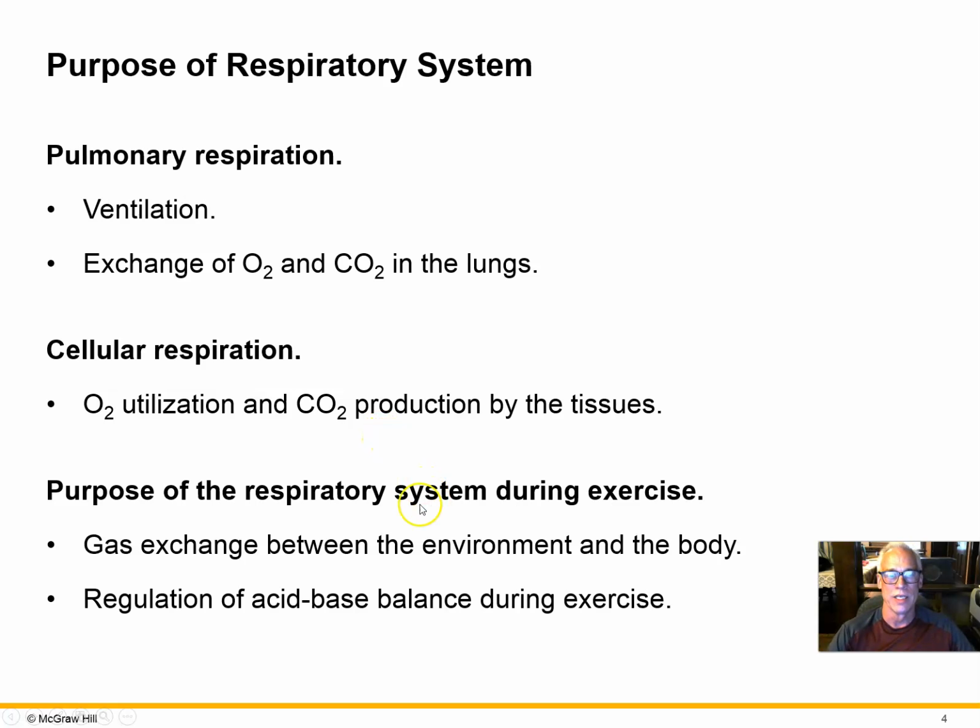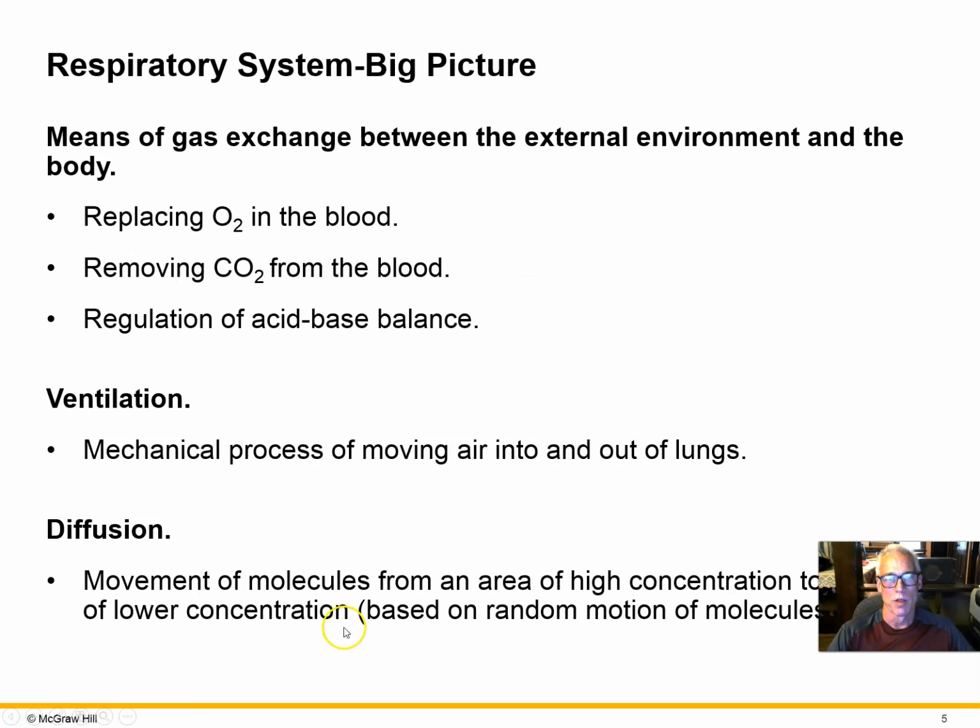So, we need to exchange gases in the lungs, but here's something you may not have known. We need to control the pH of the blood. The lungs are the first line of defense. Well, actually, the first organ of two that controls blood pH.